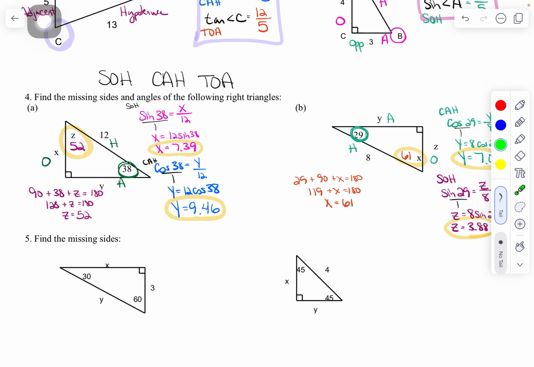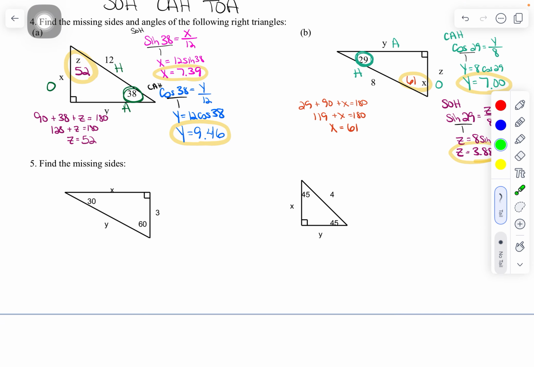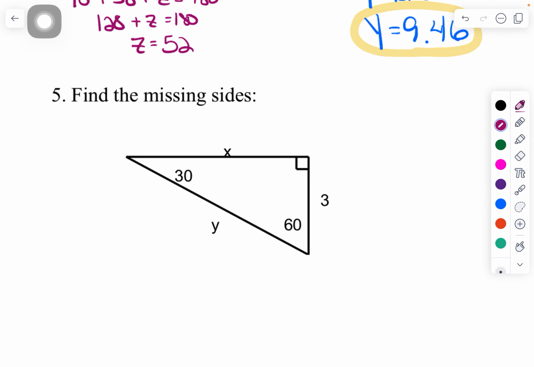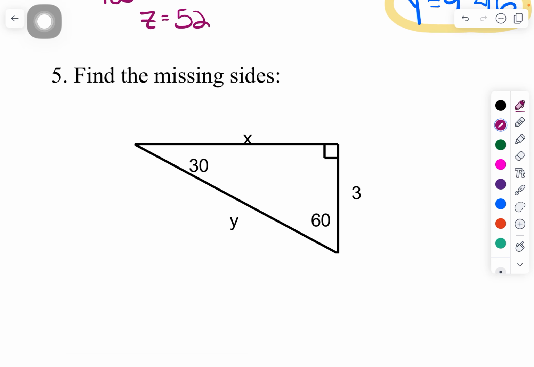Now, question number 5, you might look at it and say, oh, it's the same thing, but I want you to be super careful. Question number 5 is a throwback to your special right triangles. This is a 30, 60, 90 right triangle, so we're going to label it as such, right? The side opposite 30 is x. The hypotenuse is 2x. The side opposite the 60, whoops, I wrote the wrong thing, is x root 3.